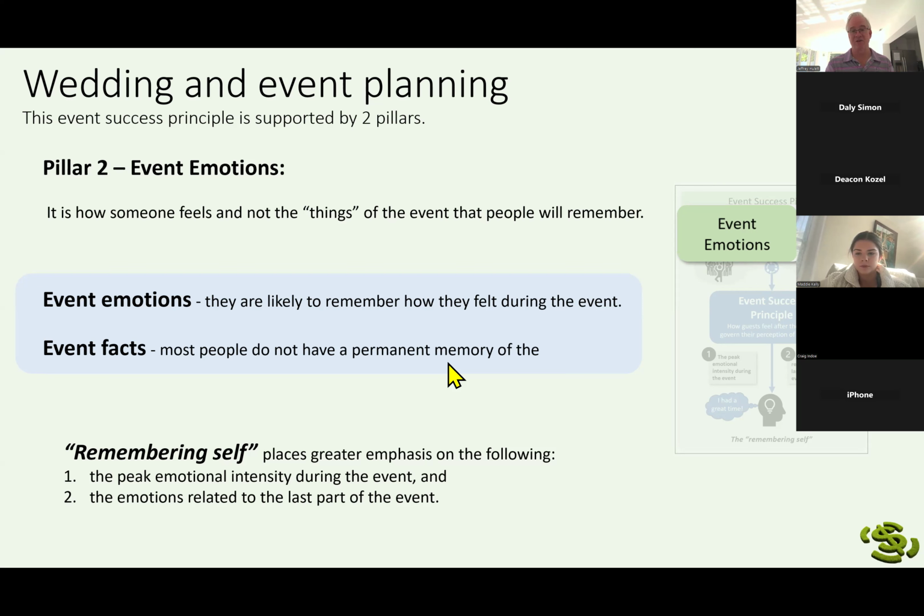Okay. And again, that's the research of Daniel Kahneman. So the remembering self, there's really two things to think about when you're driving a wedding or any event. Okay. There are two big things. And this again comes from his research: the peak emotional intensity during the event and the emotions related to the last part of the event. So those are the two things. The overall how you felt during the event is important, but when you take it to the next level and ask where those emotions come from, and to make them really sticky, those are the two places.